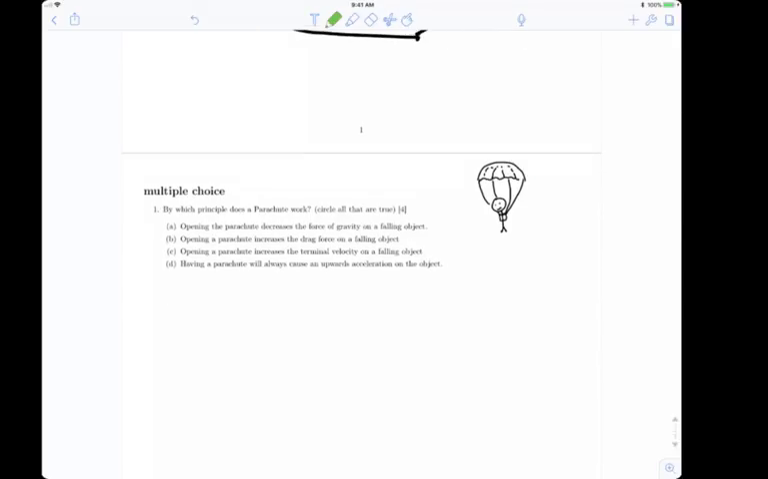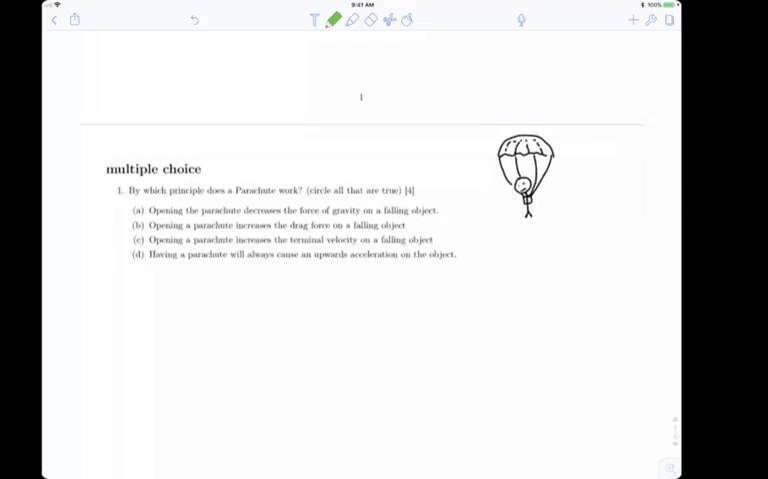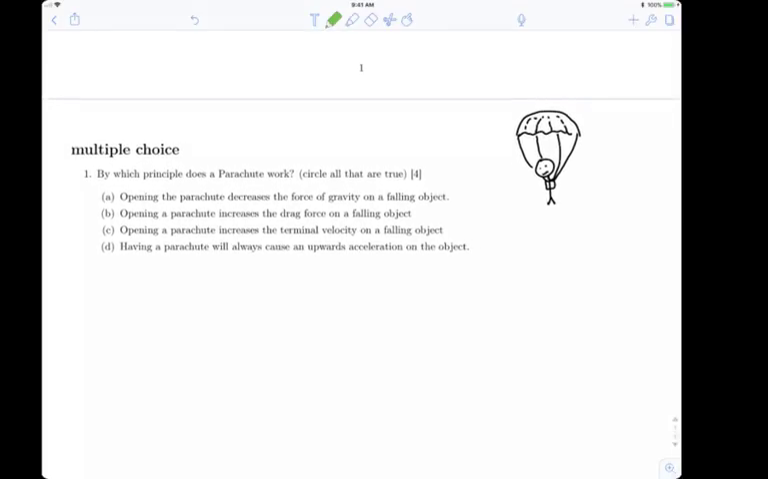By one's principle, does a parachute work? Circle all that are true. The easiest way to do these circle-all-that-are-true questions is just to go on the side here and mark what's true and false. Opening the parachute decreases the force of gravity on the object. That's false. The force is always the same. Opening a parachute increases the drag force. That's definitely true. Opening a parachute increases the terminal velocity. It decreases the terminal velocity.